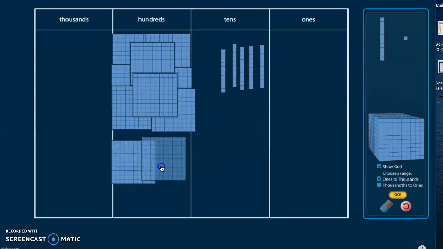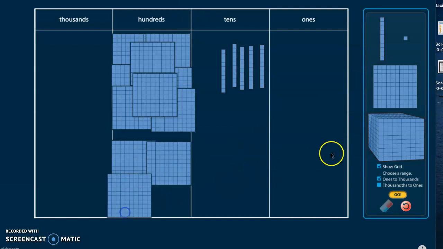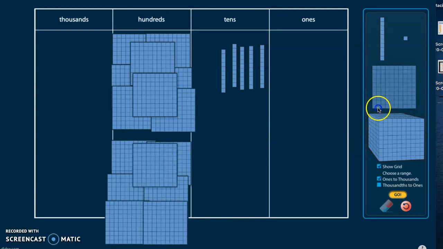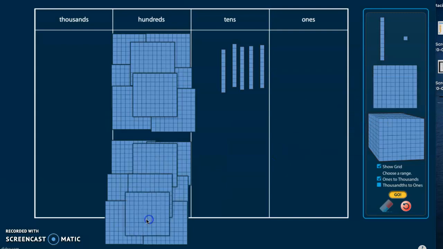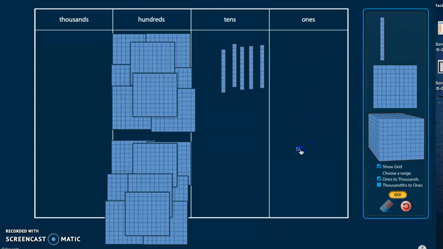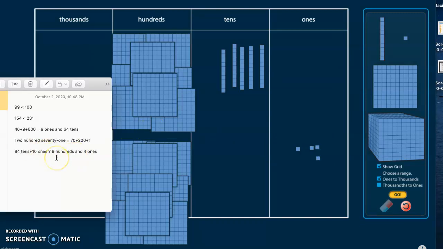So 1, 2, 3, 4, 5, 6, 7, 8, 9, and 4 ones. So let's see here. 1, 2, 3, 4. And since our first number was 800 and our second number was 900, which one is more? 900, right? Because 9 is bigger than 8.